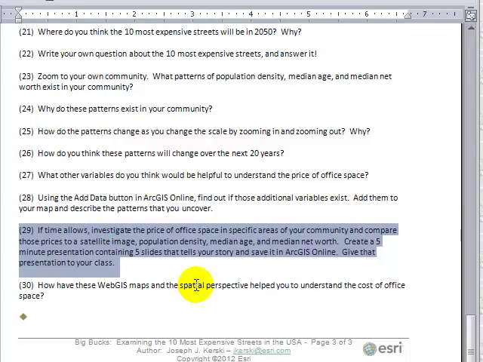If time allows, investigate the price of office space in specific areas of your community and compare those prices to a satellite image, population density, median age, and median net worth. Create a 5-minute presentation containing 5 slides that tells your story and save it in ArcGIS Online. Give that presentation to your class.